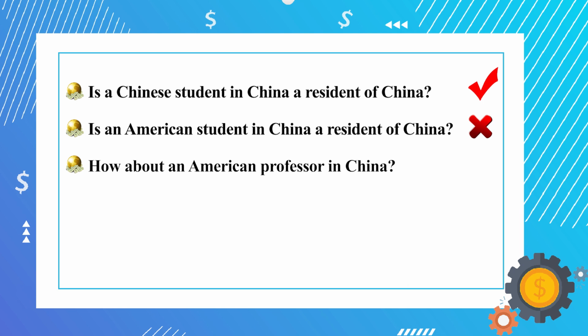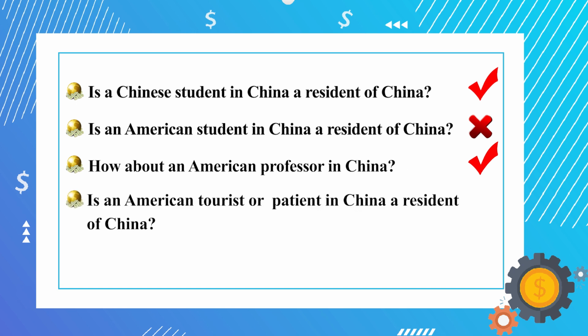How about an American professor in China? A professor is different from a student because a professor will conduct production activity. So, an American professor is regarded as a resident of the local country. The last question is about tourist and patient. Is an American tourist or patient in China a resident of China? The answer is no, as I just explained.